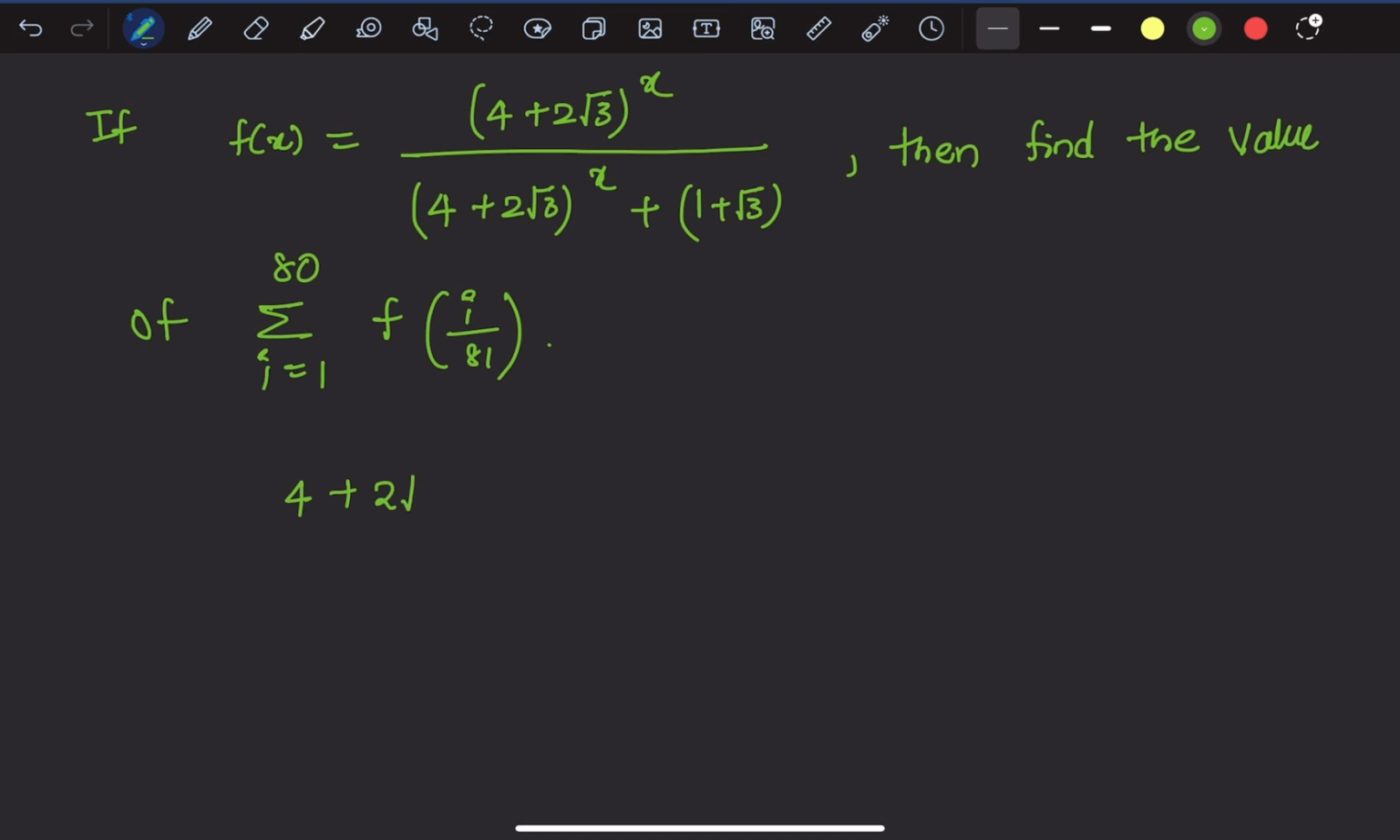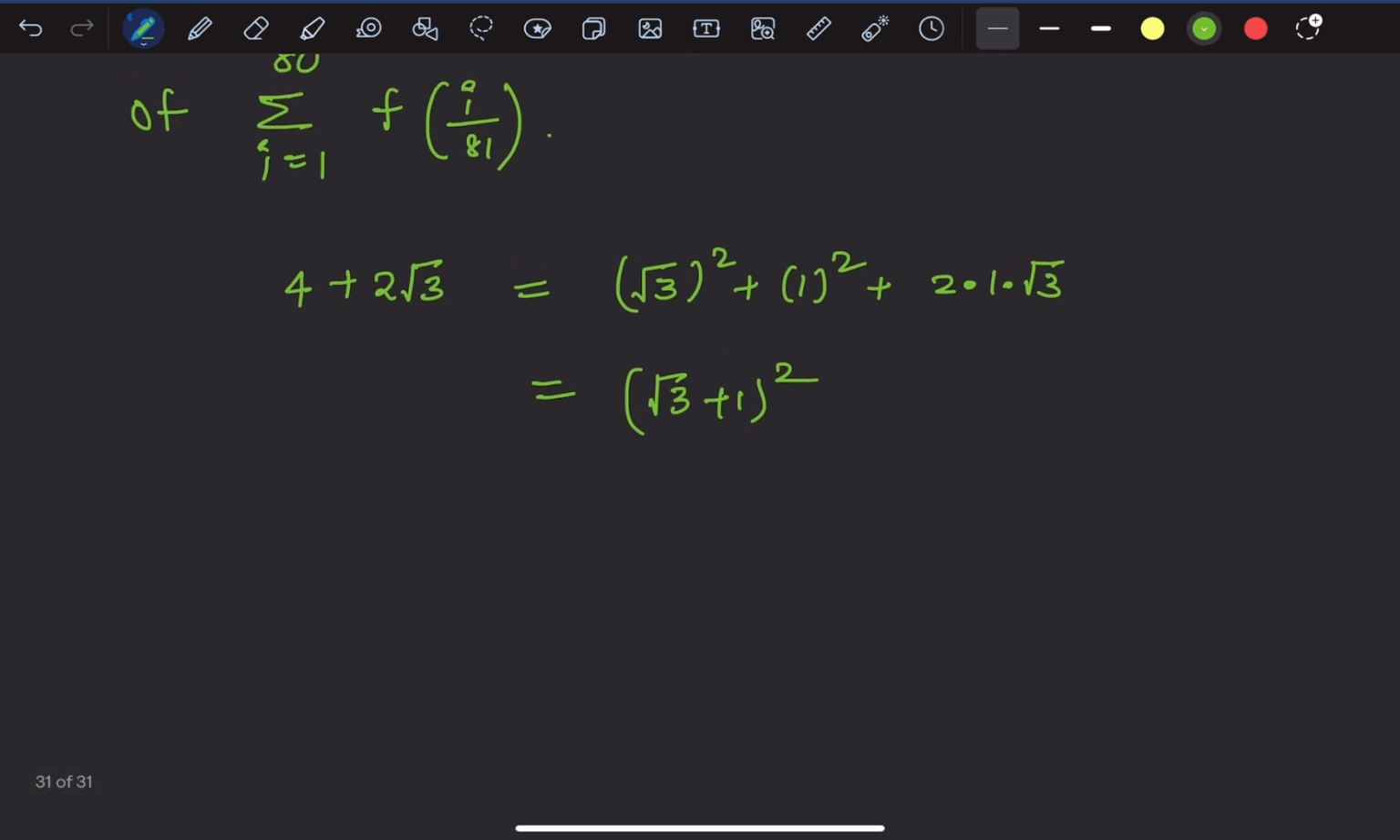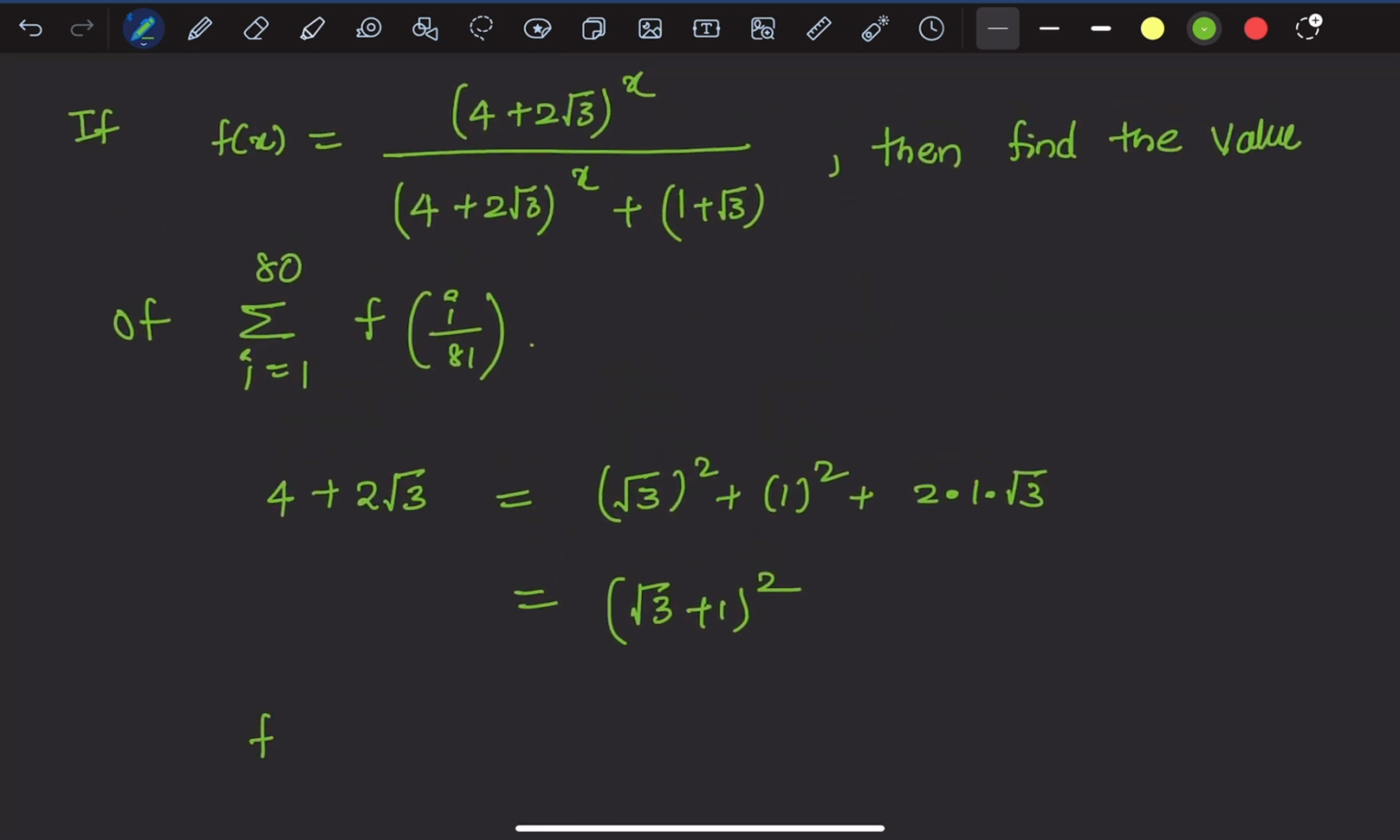So 4 plus 2 root 3 can be written as root 3 whole square plus 1 square plus 2 multiplied by 1 multiplied by root 3. Now this looks like a square plus b square plus 2ab. So this is simply root 3 plus 1 whole square. Alright. So now your f of x becomes root 3 plus 1 whole power 2x by root 3 plus 1 whole power 2x plus root 3 plus 1.